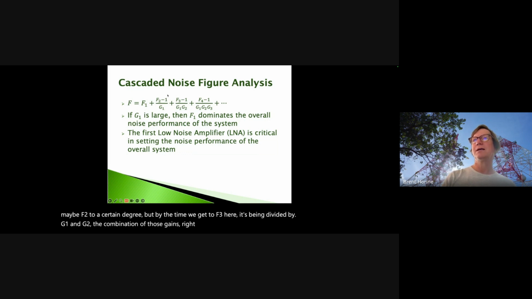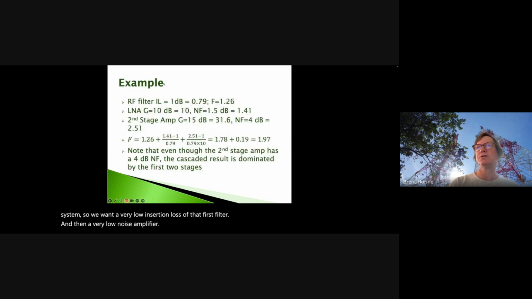Since we're dividing and multiplying here, we're using linear units in all of these, right? But the conclusion here is that the earliest stage, the RF filter and the low noise amplifier, is critical in setting the noise performance of the overall system. So we want a very low insertion loss of that first filter, and then a very low noise amplifier at the beginning. So here's an example.